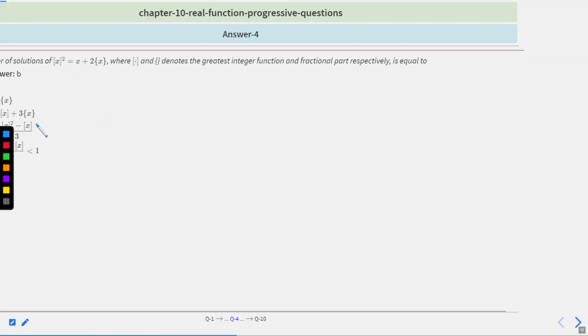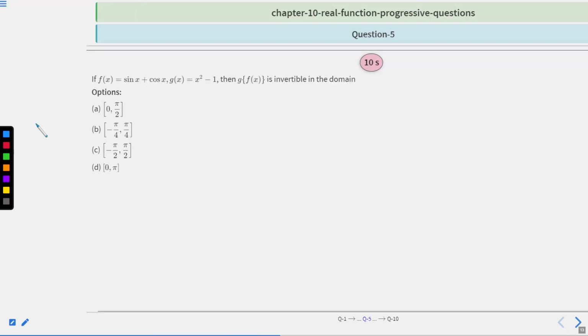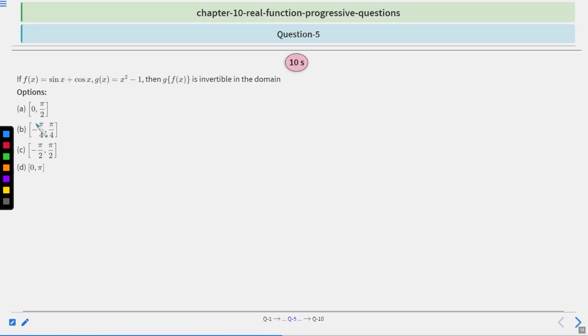Clear? Let's move to the next question, question number 5, which says if fx is equal to sin x plus cos x and gx is equal to x square minus 1, then g of fx is invertible in the domain. So you have 10 seconds to solve this question. After 10 seconds, we will discuss the solution.